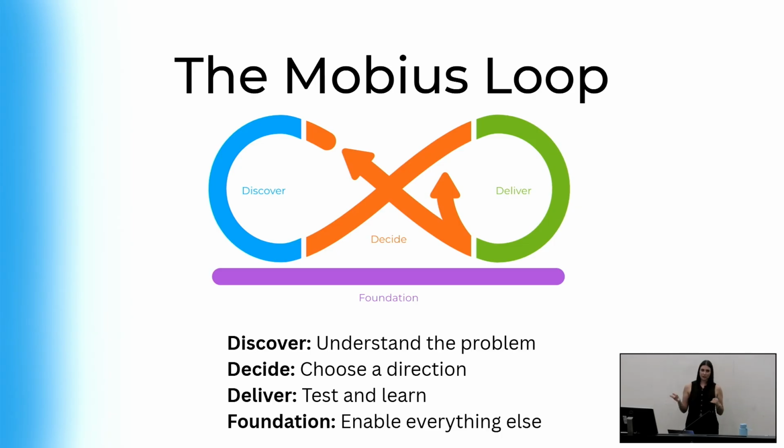And as you can tell, this infinity type shape has no beginning or end in a sense, although most people might start at discover. There's probably been some decide that's happened to get there as well. At the bottom, we have the foundation. These are all the things that enable you and your team to really work as a team. So things like maybe you want to decide on a way that your team wants to work. What are your team expectations of each other? And really build that foundation to then be able to do the discover, the decide, and the deliver.